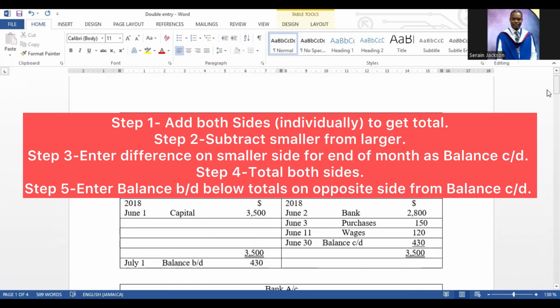And then the 5th and final step is that you enter the balance brought down on the opposite side from the balance carried down, beneath the totals, for the beginning of the next month. So those are the 5 steps that you need to remember and follow.